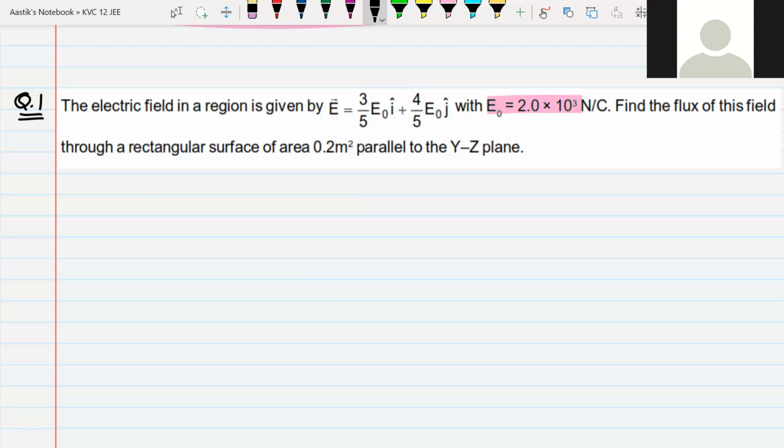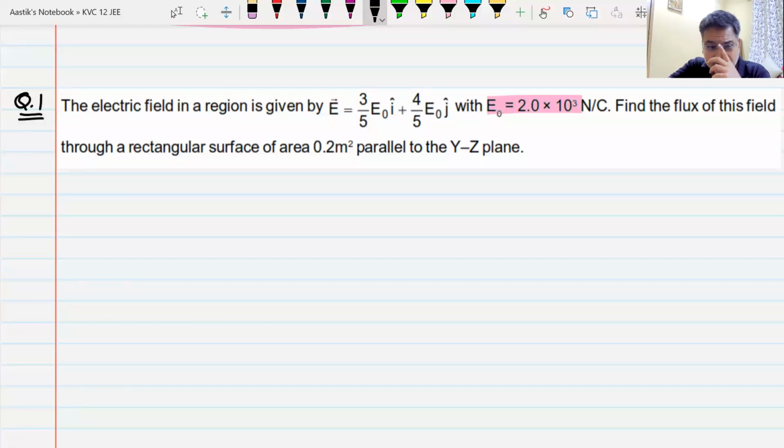Anyone got the answer? Boys are still struggling. 240, sir. 240.